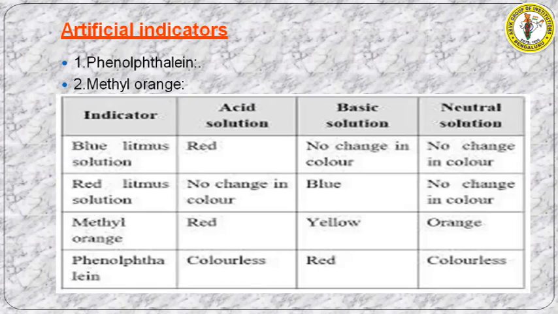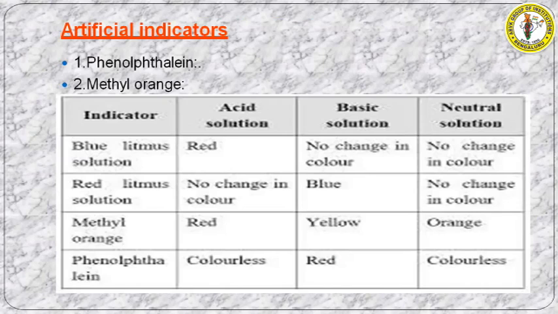What about neutral solutions? A neutral solution is a solution which is neither acid nor base. In the first slide I explained the pH scale: those whose pH level is exactly 7 are called neutral substances.